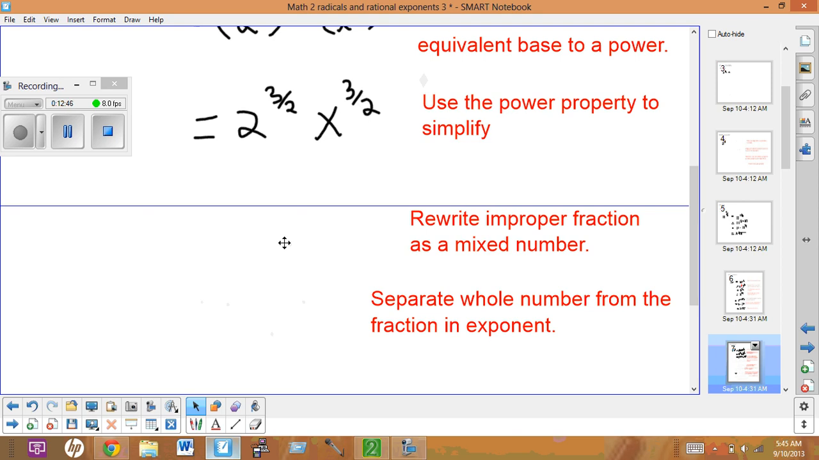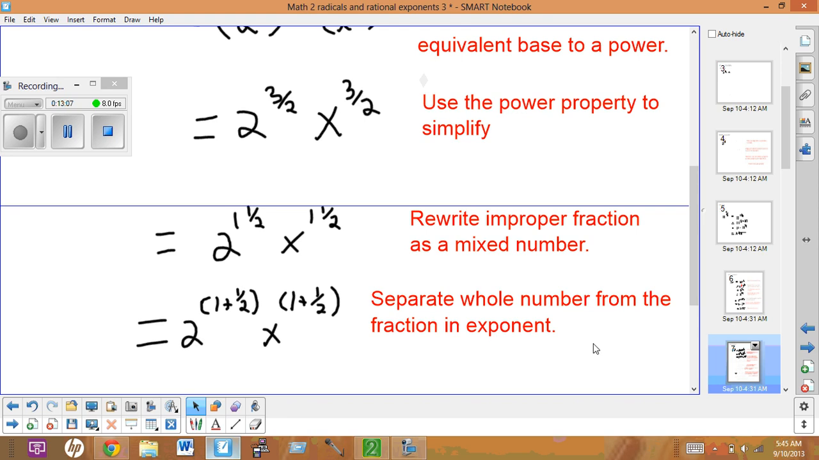Okay, you should have gotten 2 to the 1 and 1/2 power, and x to the 1 and 1/2 power. Now we're going to do our separation. So we have to separate each one. So that's 2 to the 1 plus 1/2, and x to the 1 plus 1/2. And again, if I'm moving too fast, go ahead and pause it after each step, write it, and then turn the video back on.